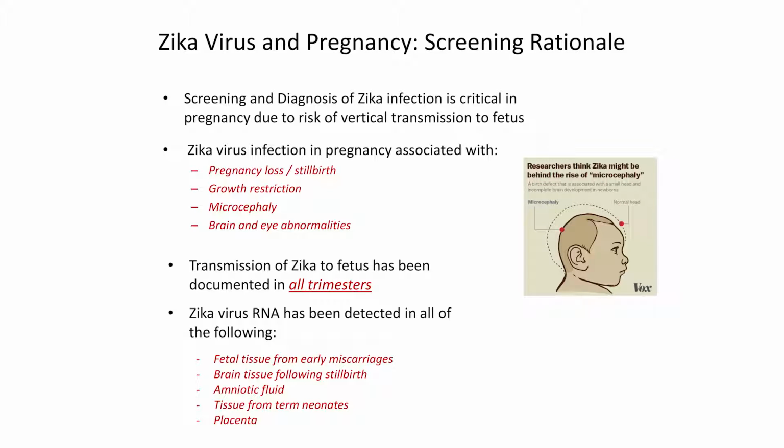And we talked about that Zika virus is really found everywhere. It seems that the most common place for Zika virus is the brain. And when they look at babies that have passed away and look at the different areas in the body, the brain tissue has the highest concentration of Zika virus.